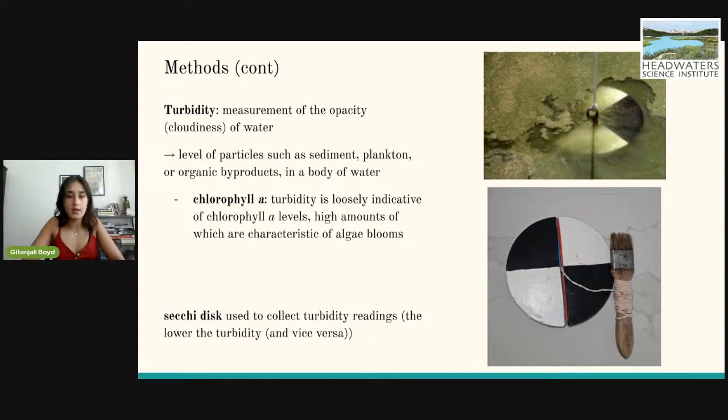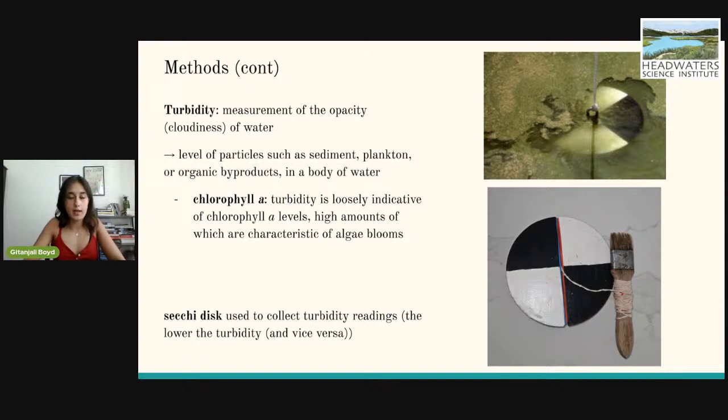And as for other data that I collected, turbidity is the measurement of the opacity or cloudiness of water. And this shows the level of particles such as sediment, plankton, or organic byproducts in a body of water. And this is important to my study as turbidity is loosely indicative of chlorophyll A levels, high amounts of which are characteristic of algae blooms.